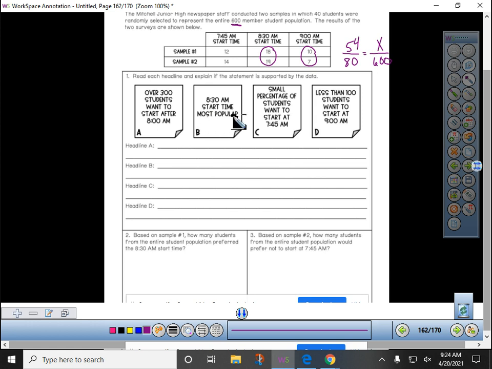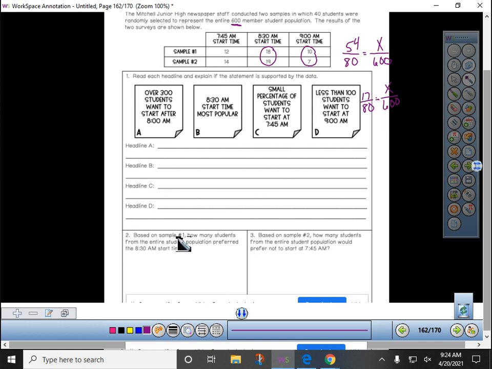Look at B. 8:30 a.m. start time is the most popular. Is that true? Yes. Looks that way, right? Small percentage of students want to start at 7:45 a.m. I don't think it's the smallest, is it? No. 9 a.m. is the smallest. Less than 100 students want to start at 9 a.m. So this would be 17 out of 80. And how many total are there? 600. That's your proportion. You don't have to solve it. Guys, when I look at you and you're sitting there with your hands in your lap, not writing anything down, that's unacceptable.